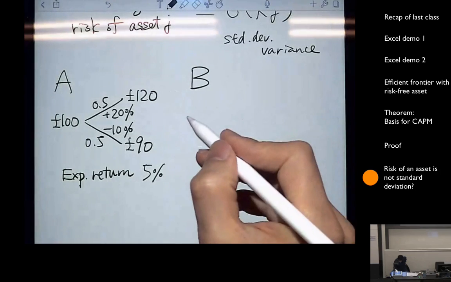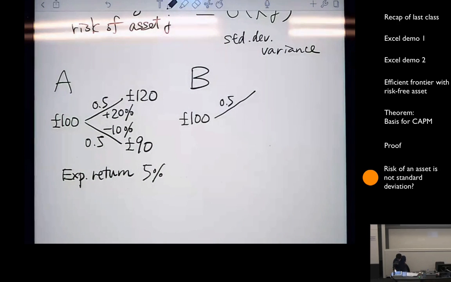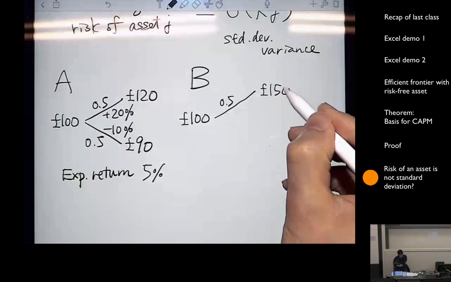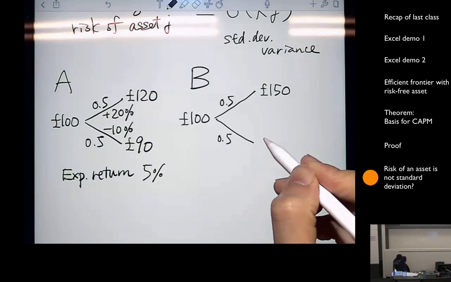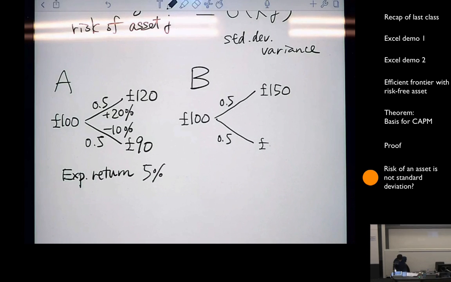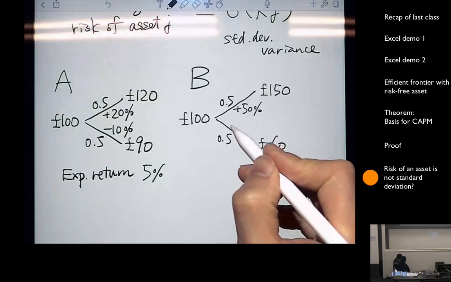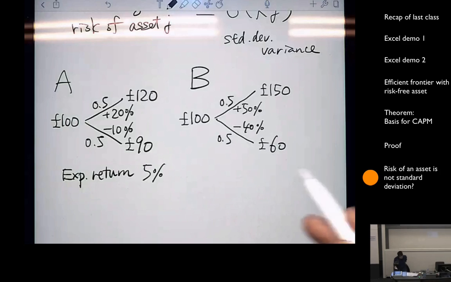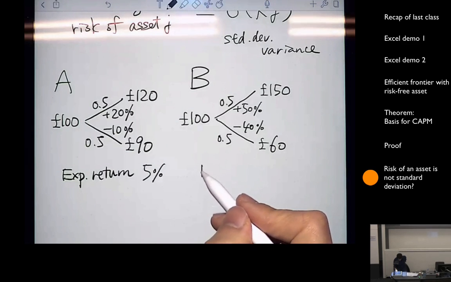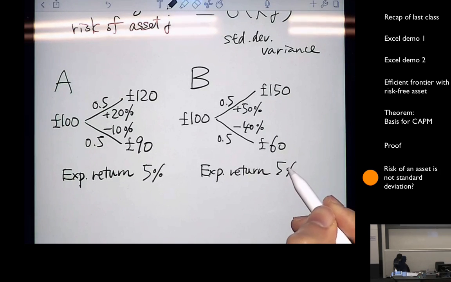And here's another asset, asset B, which is also 100 pounds. For asset B, there's a 50% chance of paying 150 pounds, and another 50% chance of paying only 60 pounds. So the return is either positive 50%, very high, or negative 40%. The expected return is the average, so the expected return is again 5%.